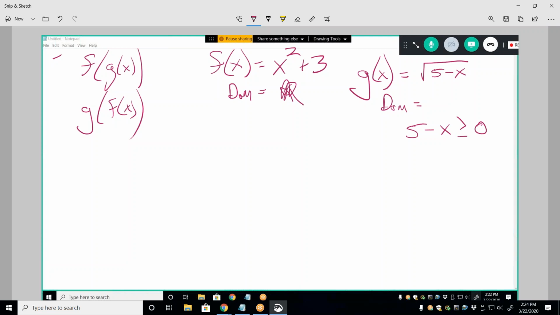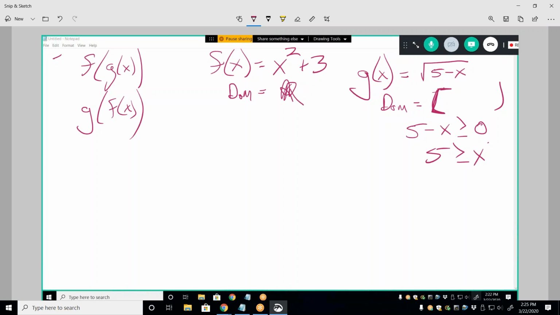What is it? X is greater than or equal. Do it your way. 5 is greater than or equal to x, right? Yeah. Which means what in interval notation? It's from 5 to positive infinity. No. That's why I don't like this method. It's confusing. X has to be less than or equal to 5, right?